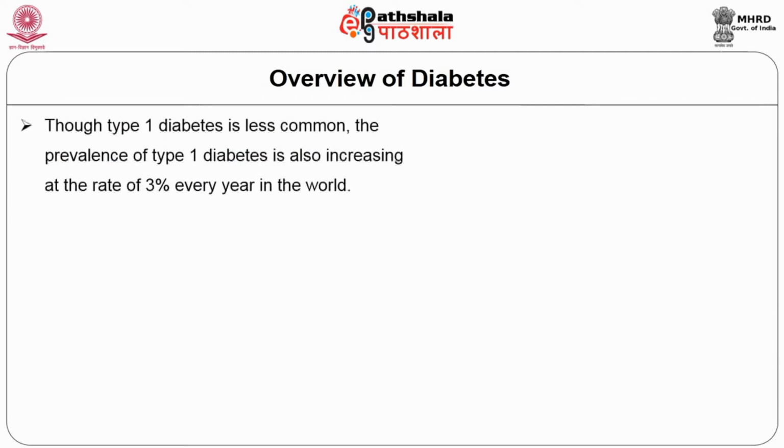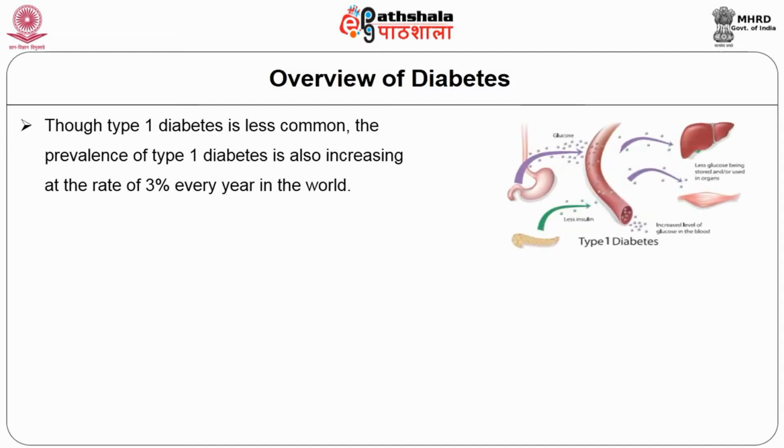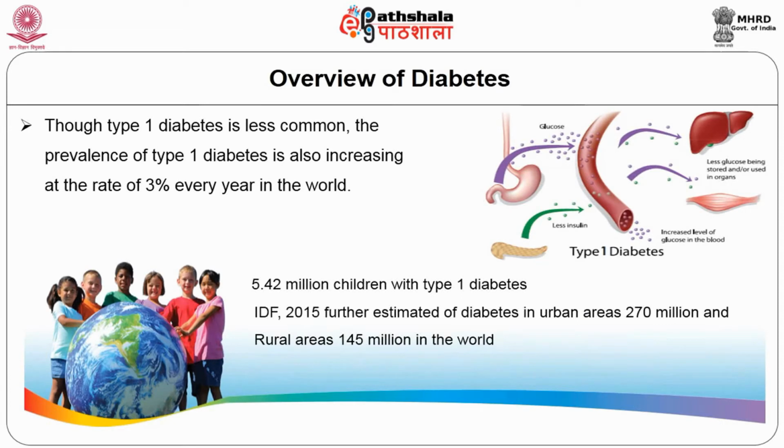Though type 1 is less common, the prevalence of type 1 is also increasing at the rate of 3% every year in the world. There are 5.42 million children with type 1 diabetes. In fact, IDF 2015 also estimated that the urban environment continues to have nearly double the number of people with diabetes as compared to the rural areas, with 145 million rural and 270 million urban.